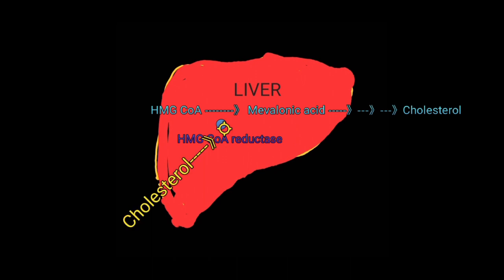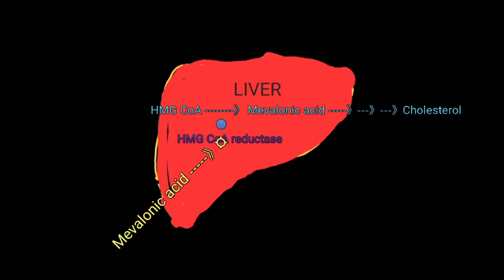The first one is that cholesterol can inhibit this enzyme directly as a feedback inhibitor. Also, mevalonic acid, which is the product of HMG CoA reductase, can inhibit this enzyme competitively as a feedback inhibitor.